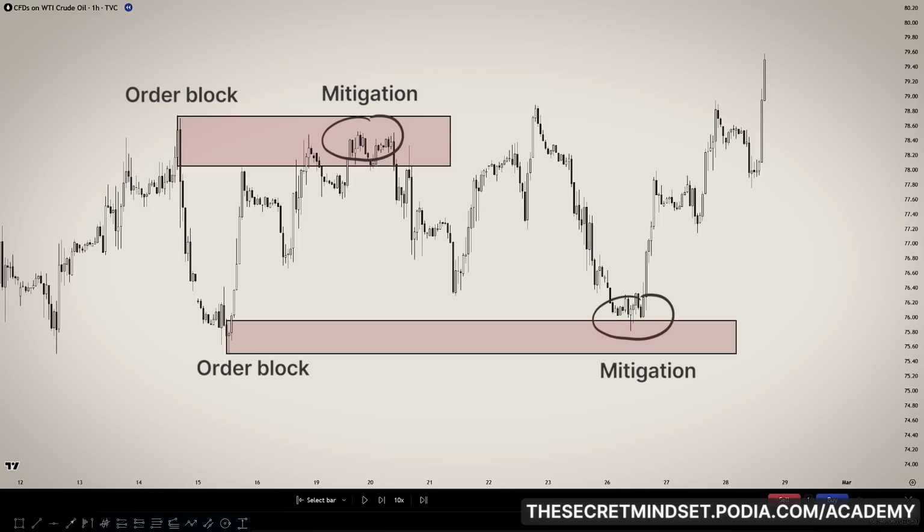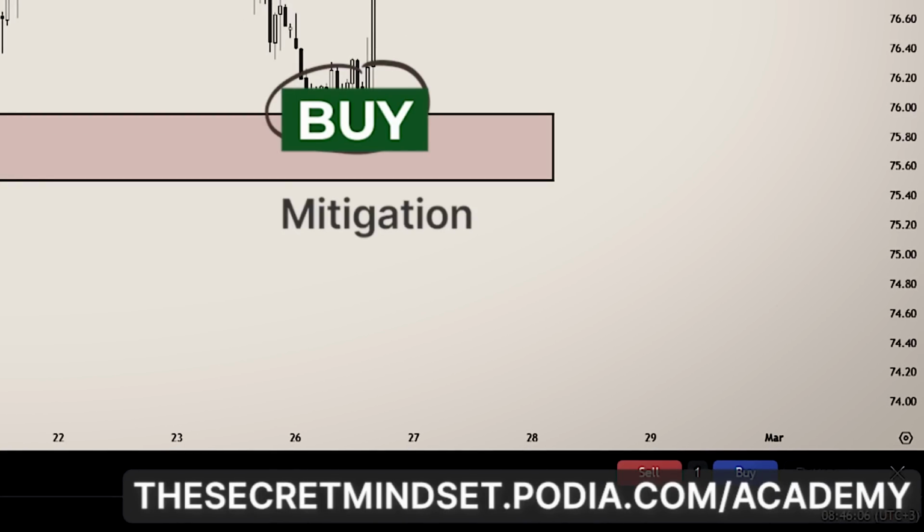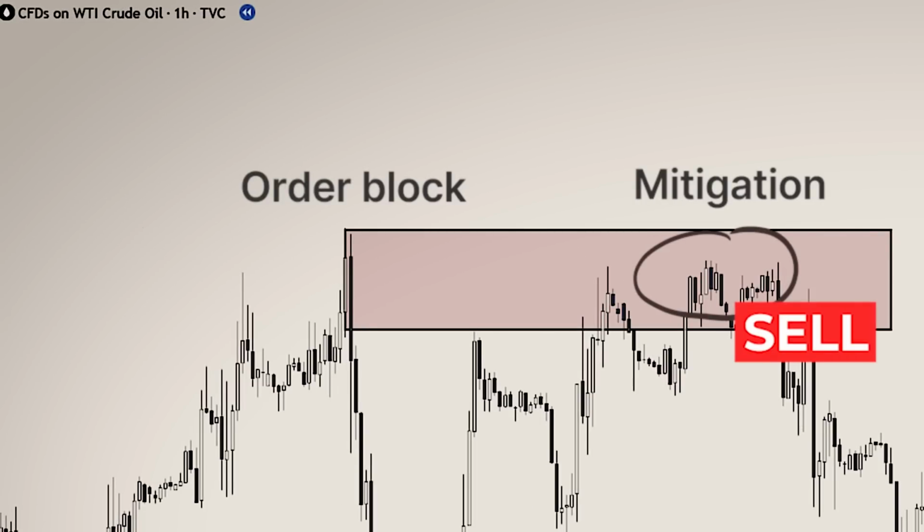So how can you use this info? Well, it gives you a roadmap of sorts. When you spot an order block, you can expect price to come back to it at some point. That's your chance to hop on the ride. If you see a bullish order block, you're looking for buy opportunities. For bearish ones, you're thinking about selling.